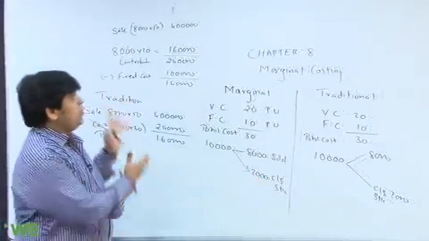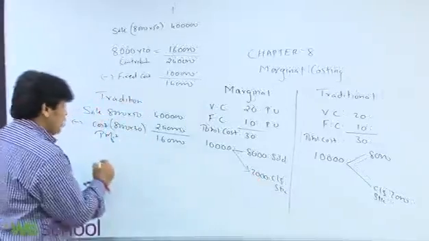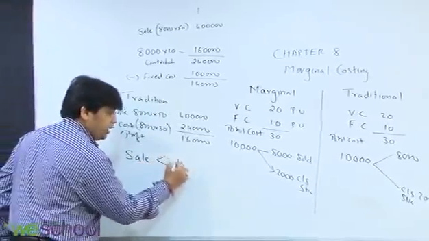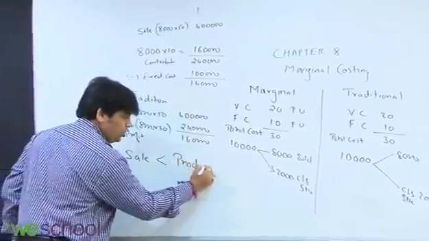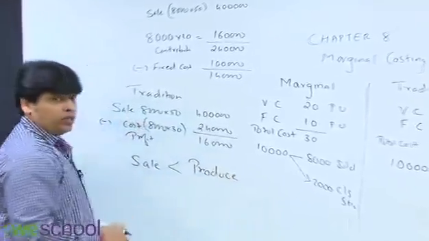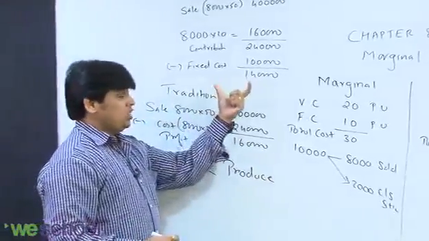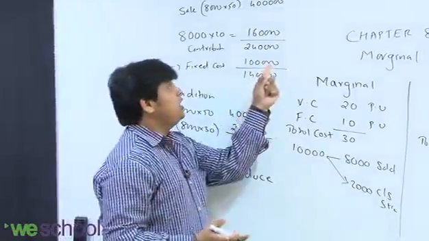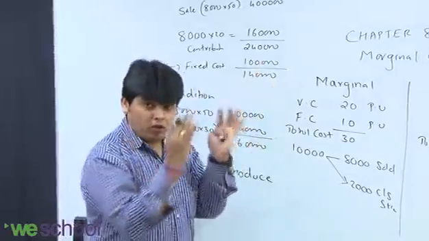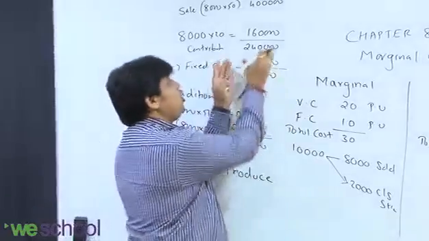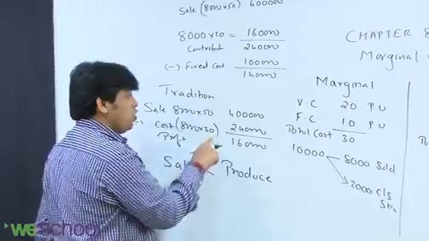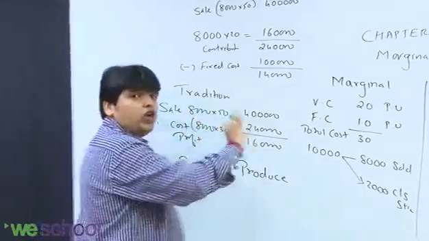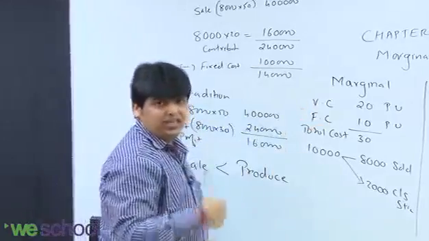So in this given example, goods sold are less than goods produced. In that case, marginal costing will show less profit. What is the reason behind that? Because the fixed cost you have charged for that particular year is charged fully on the contribution. Whereas in the traditional costing method, you will charge only that fixed cost which is sold. The remaining fixed cost will be charged in the next sale.